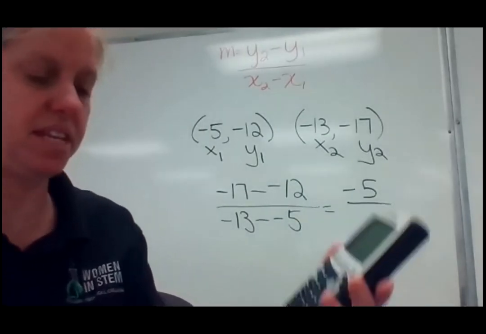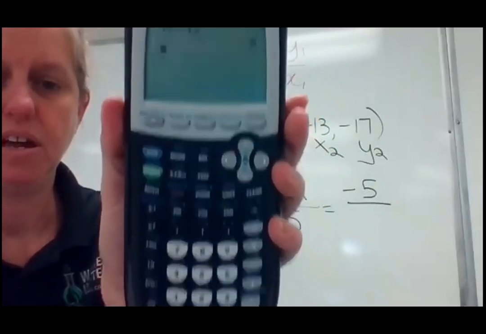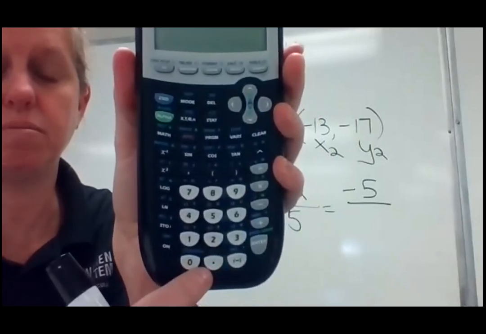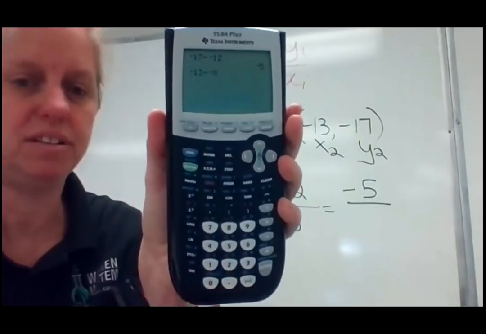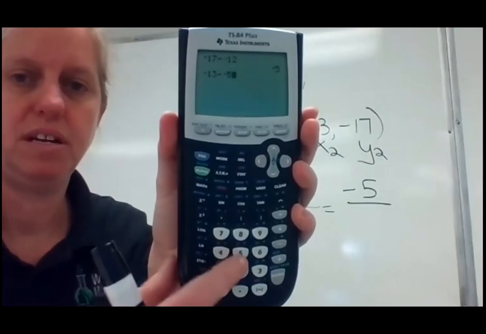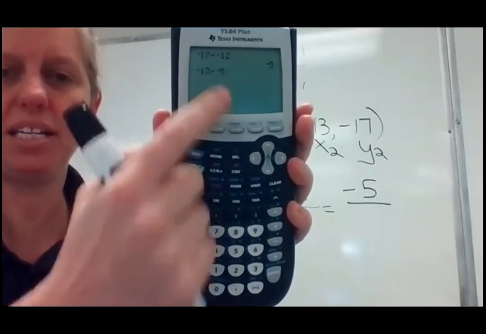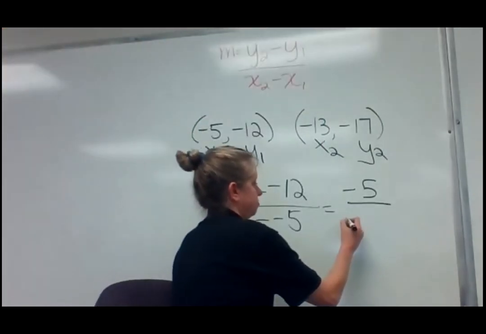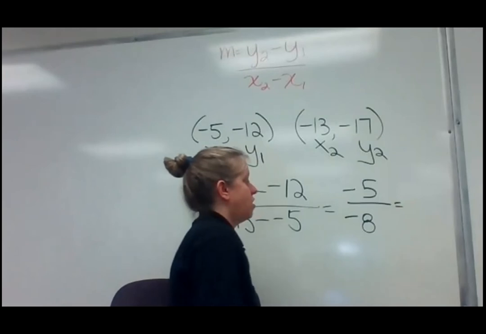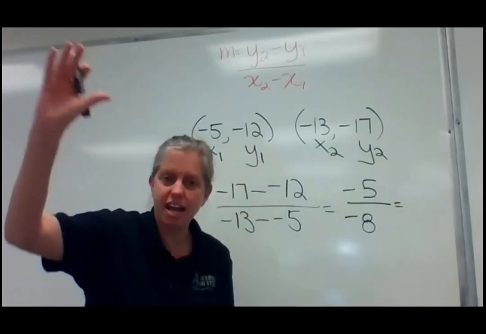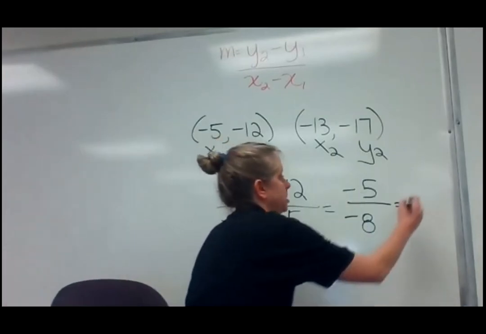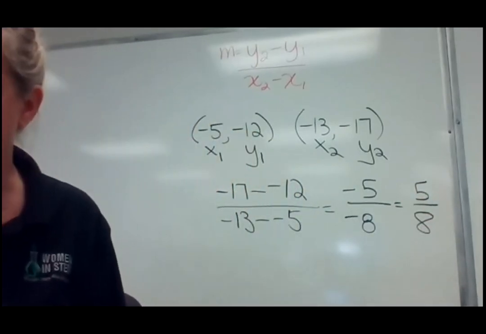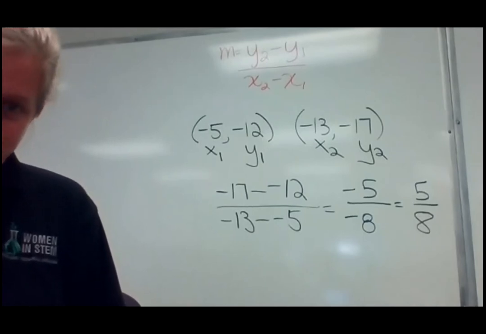And then do the bottom. Same thing. Negative 13. Then your minus. Then I'm minusing negative 5. So negative 13 minus negative 5 gives me negative 8. So 5/8 doesn't reduce, but it is a negative over a negative, which actually turns that into positive 5/8. So you just have to be really careful with your signs here.